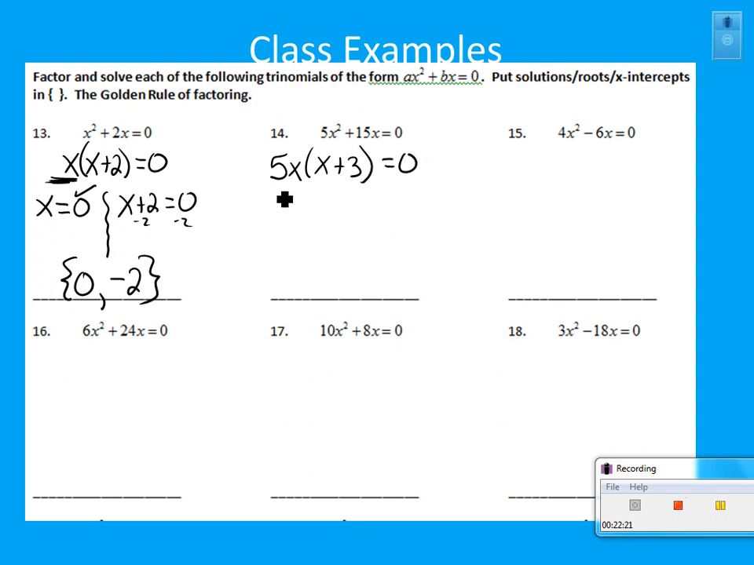Now to get my answers, I'm going to set 5x equal to 0. I'm going to set x plus 3 equal to 0. And then solve them. Divide both sides by 5. 0 divided by 5, one answer is 0. This one, subtract 3 from both sides. The other answer is negative 3. But that's called factoring out a common factor.